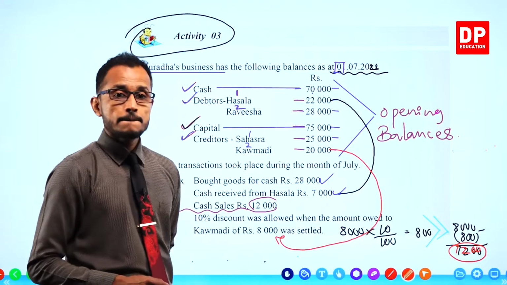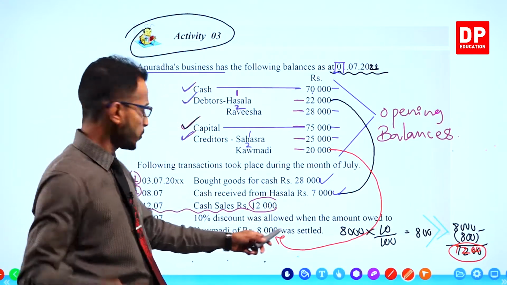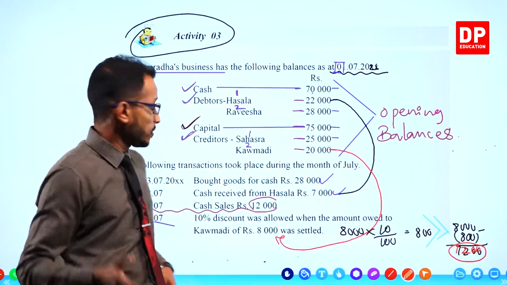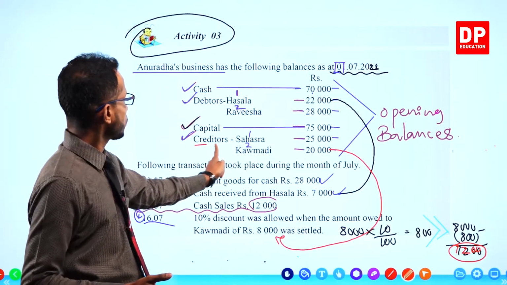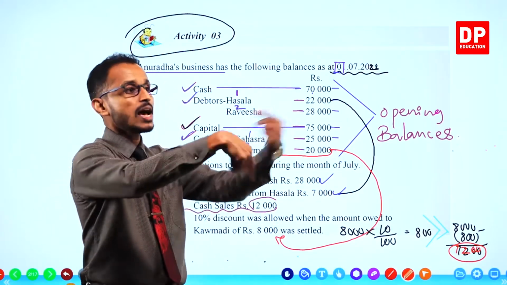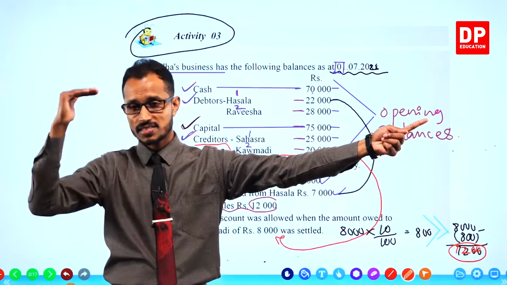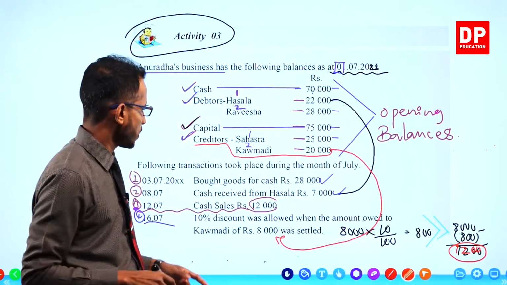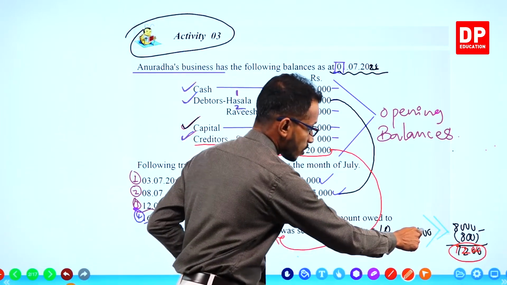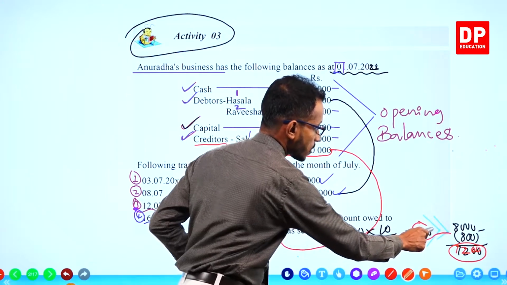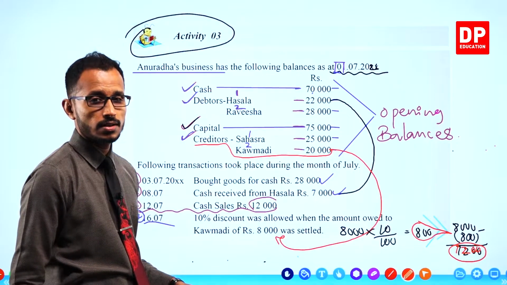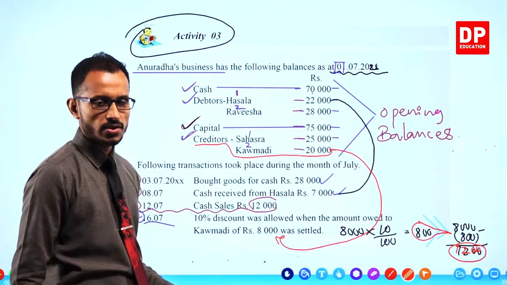Okay, let's go and record that. How do you record that? 10% discount was allowed when the amount owed to Kaumadi was settled. That means we are paying this creditor, Kaumadi. Kaumadi is a creditor, we have to pay her money. So money goes out, cash decreases. Cash decreases, cash account credit, right? Cash account credit 7,200, but remember there is a discount of 800. That discount should be recorded. Of course, it's a cash discount. Cash discounts are recorded.